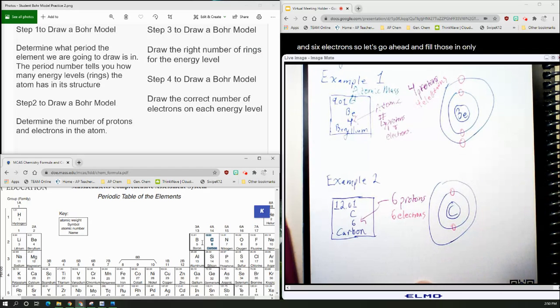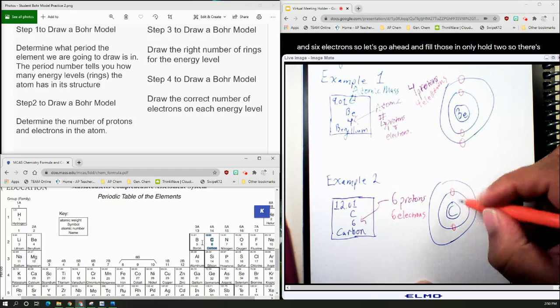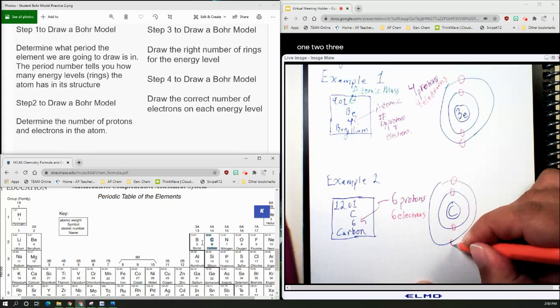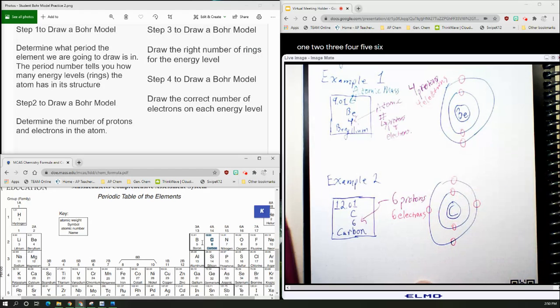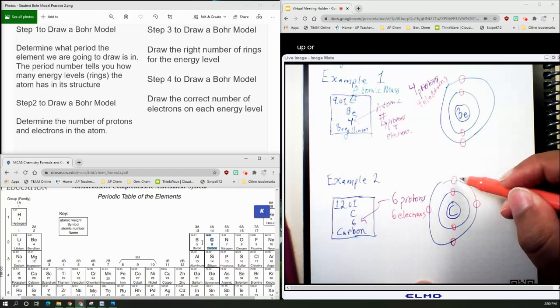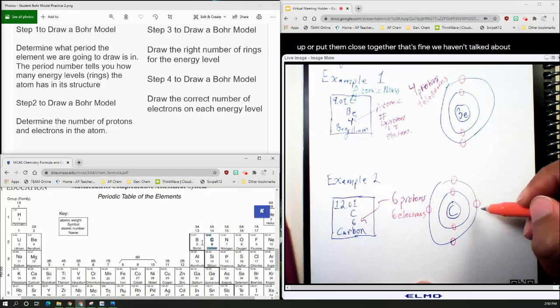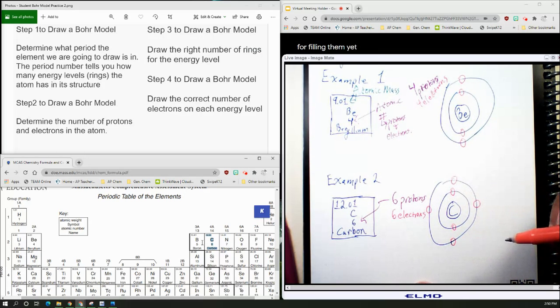First ring can only hold 2. So there's 1, 2, 3, 4, 5, 6. There are 6 electrons. Now, if you double them up or put them close together, that's fine. We haven't talked about the rules for filling them yet. Just know that you can't have more than 8 there.